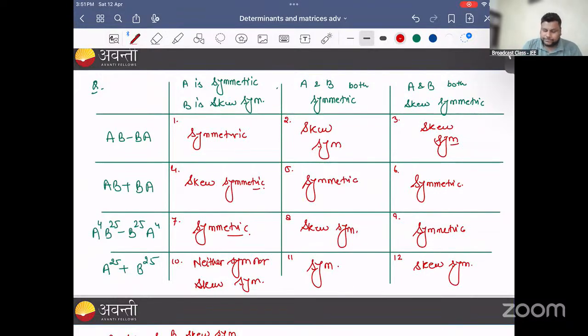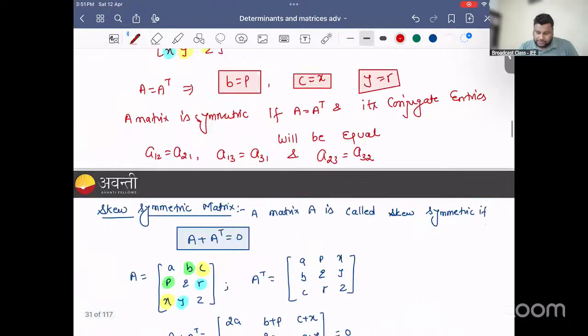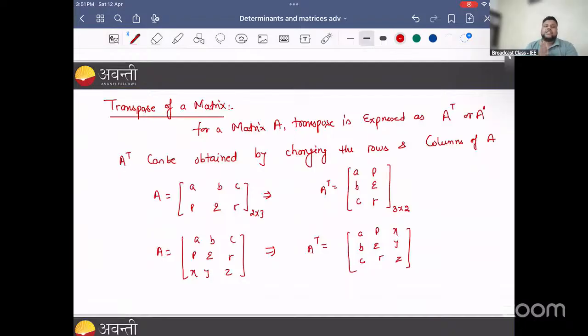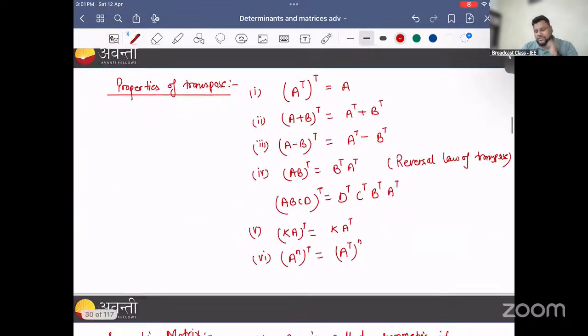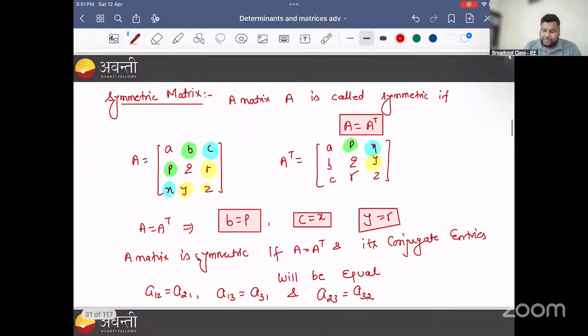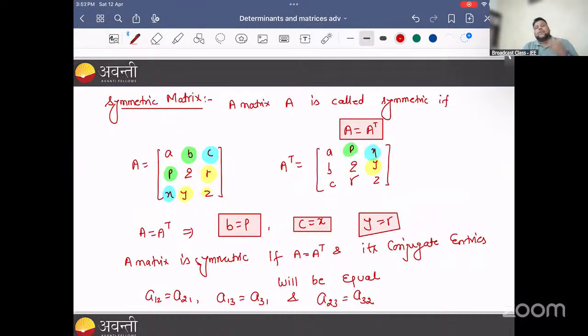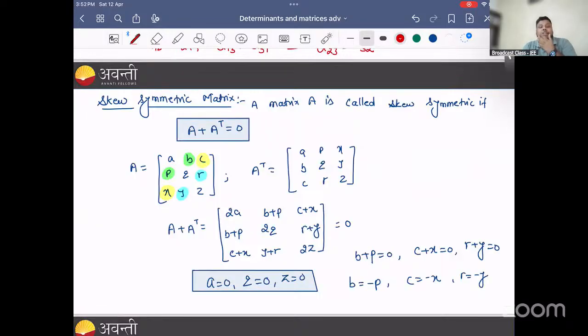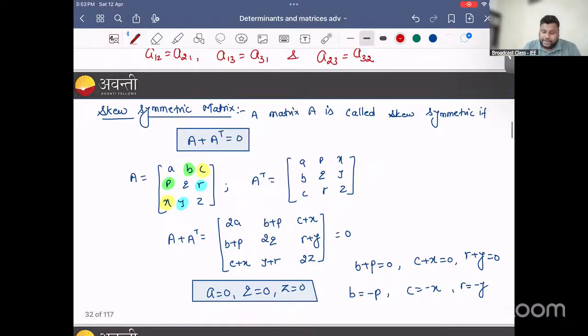All right. So now let's wind it up quickly. What we have done today is, what is a transpose? Transpose is when we interchange the rows and columns of a matrix. Then we studied the properties of transpose, almost all of which I used in questions today. Then symmetric matrix. When do we call a matrix symmetric? When conjugate entries are equal. Then skew symmetric matrix. When do we call a matrix skew symmetric? When diagonal entries are 0 and the sum of the conjugate entries is 0.